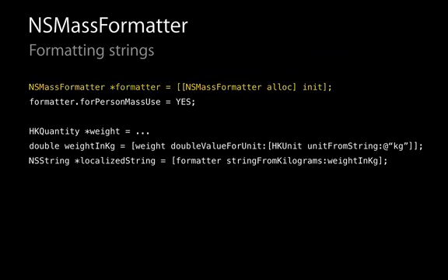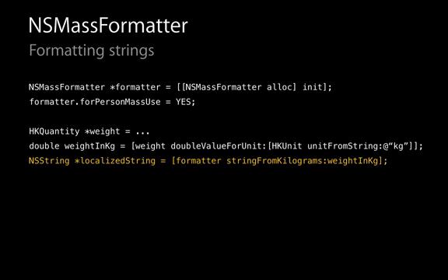First, we create our formatter, and we tell it that it's to be used for person mass. This is pretty important because depending on your region, you might use a different unit to measure the weight of a person than you would to measure the weight of an object. Next, we create our quantity and get its double value in kilograms. We then pass this weight in kilograms to our formatter, and it gives us a localized string, including the unit string. Note that our formatter explicitly takes its value in kilograms. Behind the scenes, it'll convert this value to the proper unit.